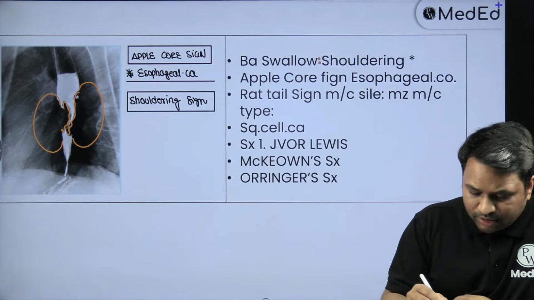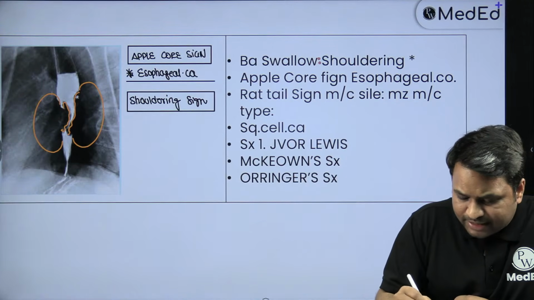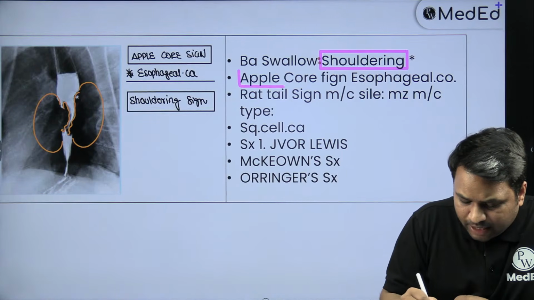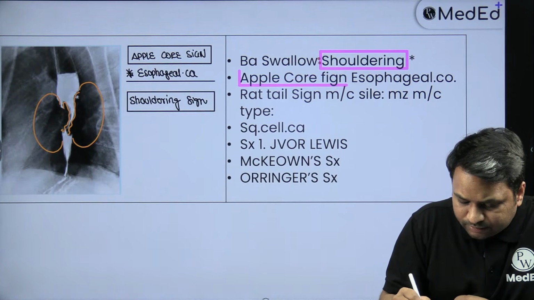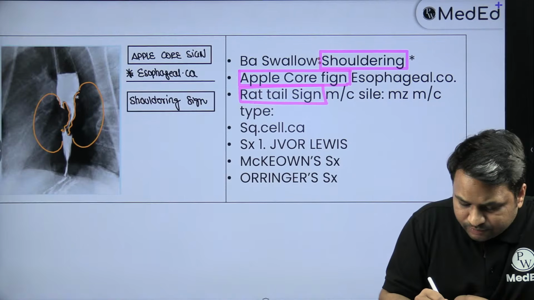Now, when you talk about rat tail, rat tail can also be seen. So, if you talk about the signs that you see, number one is the shouldering sign. Number two will be your apple core sign. Rat tail sign can also be seen, right?